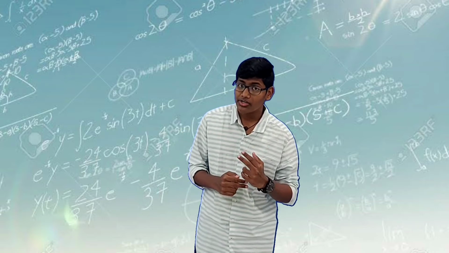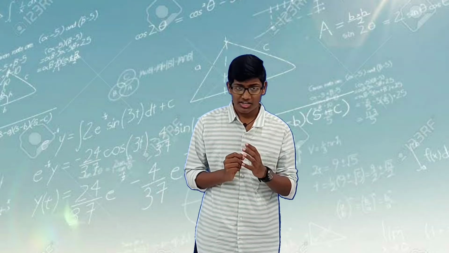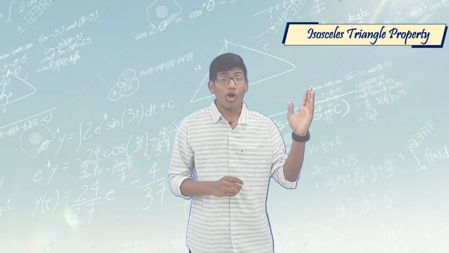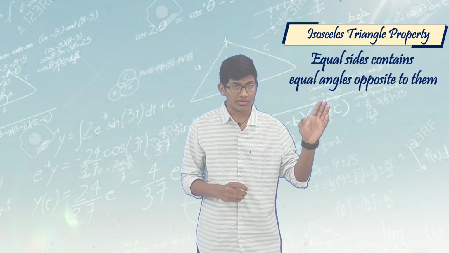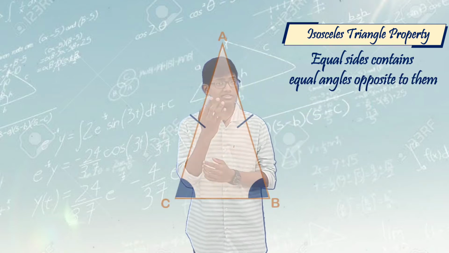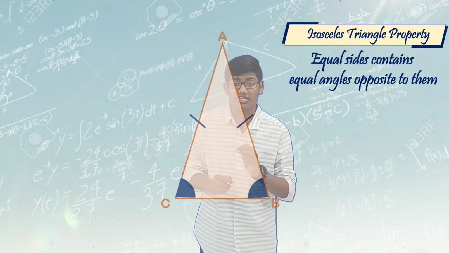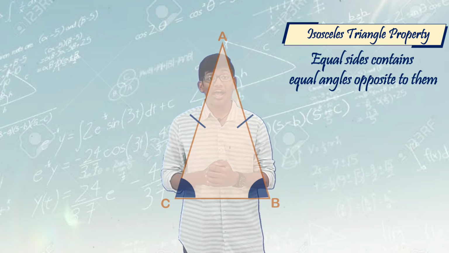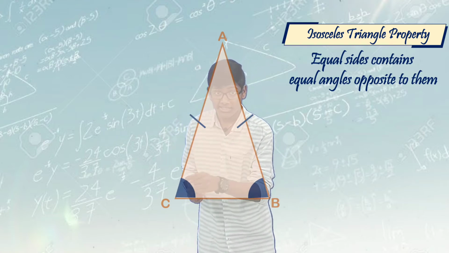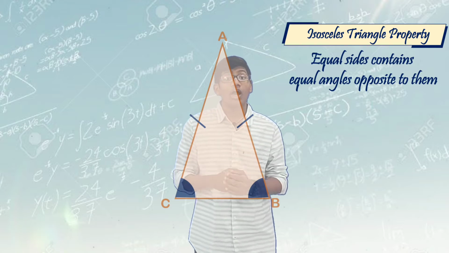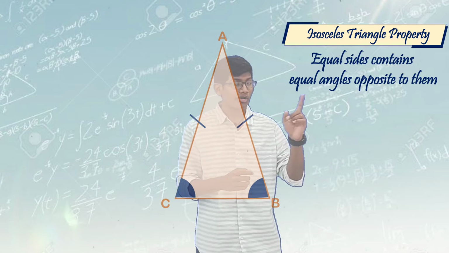Before entering into it, we need to recall two important properties of triangles. The angles opposite to the equal sides of an isosceles triangle are always equal. Let us consider a triangle ABC. AB and AC are equal in an isosceles triangle, we all know that. The angles opposite to AB and AC, which are nothing but angle C and angle B, are always equal. This is statement 1.